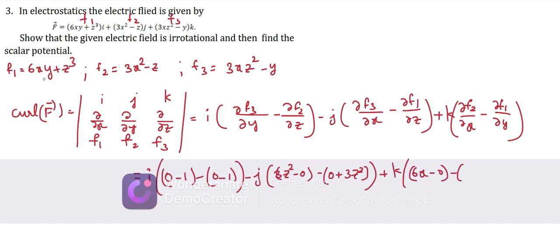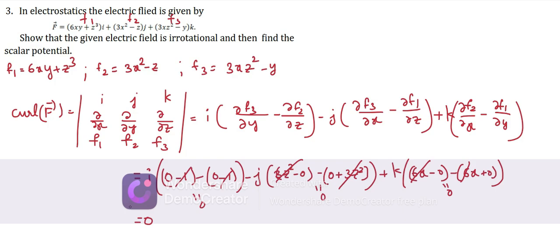Here x and z are constant, so 6x is constant, so write that first, the differentiation of y with respect to itself is 1, plus the differentiation of z cube is 0. So we can clearly see that minus 1 plus 1, which is 0, and 3z square minus 3z square, that is also 0, and here plus 6x minus 6x, that is also 0. So the whole thing is 0. So we can conclude that the given vector function is irrotational.